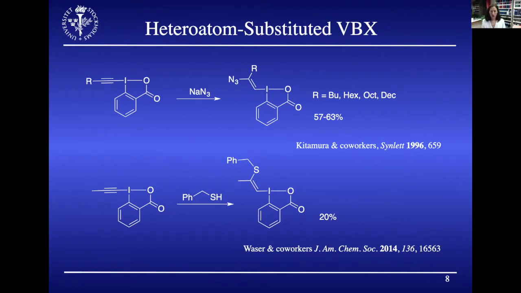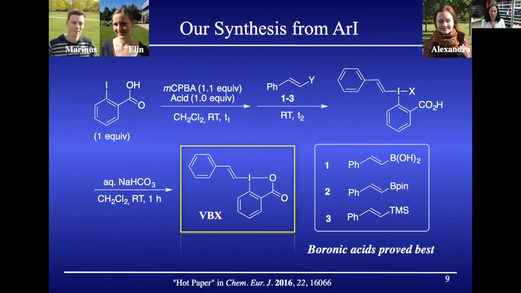So we then continued our work and we were able to, in the end, devise a one-pot synthetic method from iodine-1 to VBX reagents in a very similar way as we had been doing for the diaryl iodonium salts. We tried various boron derivatives and also silicon derivatives and found that boronic acids were the best for this type of methodology.